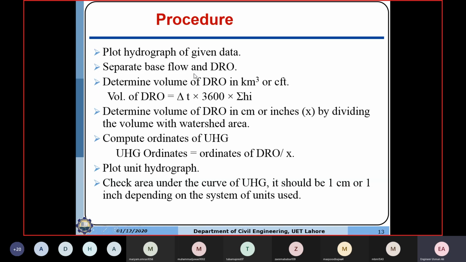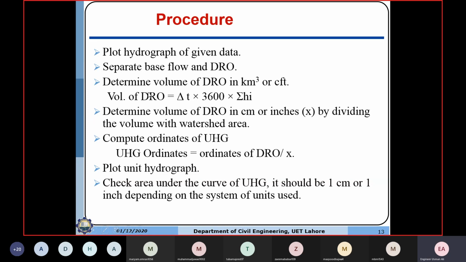So you have to plot the given data. Then you have to separate the base flow using the inclined line method and the DRO. तो आप inclined line method से base flow के ordinates को निकाल लेंगे, और जो ऑर्डिनेट्स हाइड्रोग्राफ के हैं माइनस ऑर्डिनेट्स ऑफ बेस फ्लो, बाकी आपके पास DRO के हाइड्रोग्राफ ऑर्डिनेट्स आ जाएंगे. After that you have to find the volume of DRO in cubic kilometer and cubic feet. तो आपको चूँकि स्क्वायर किलोमीटर में एरिया दिया हुआ है, तो you will find the volume in cubic kilometer.